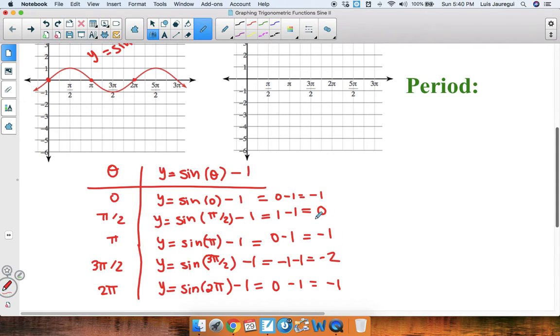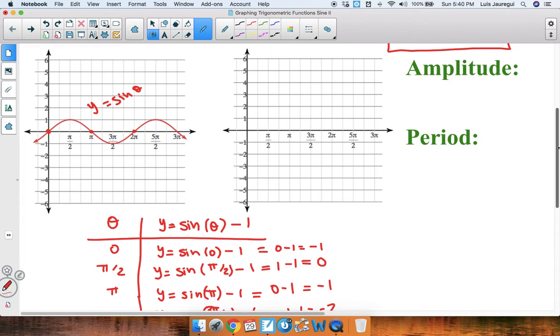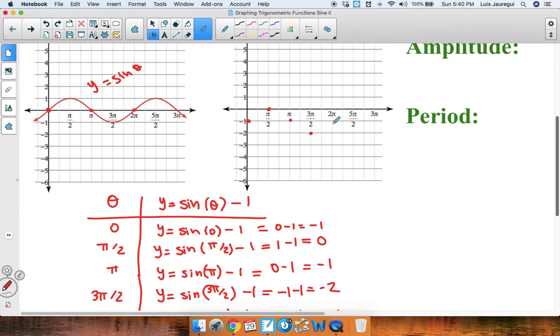So what we're going to do is to plot these points, the points with the given coordinates: 0, negative 1; pi over 2, 0; pi, negative 1; 3 pi over 2, negative 2; and 2 pi, negative 1. So let's go ahead and plot those points here. So we have 0, negative 1, pi over 2, 0, pi, negative 1. Then you have 3 pi over 2, negative 2. And then you have 2 pi, negative 1.